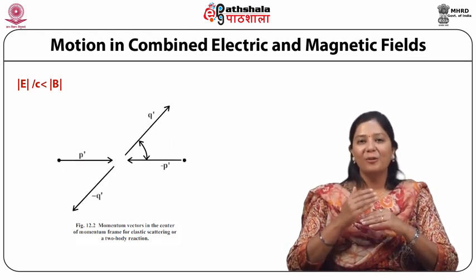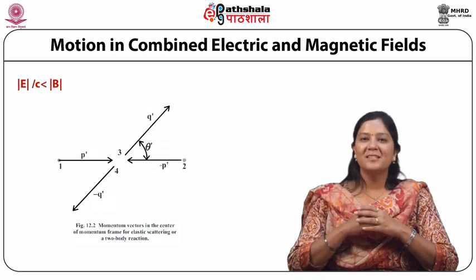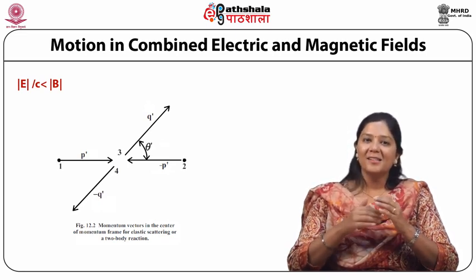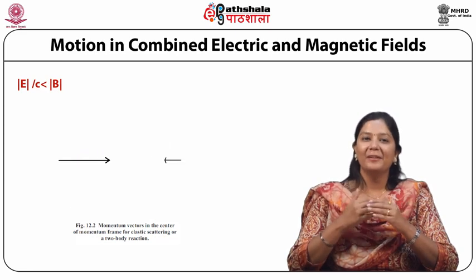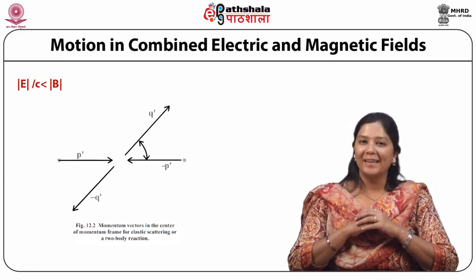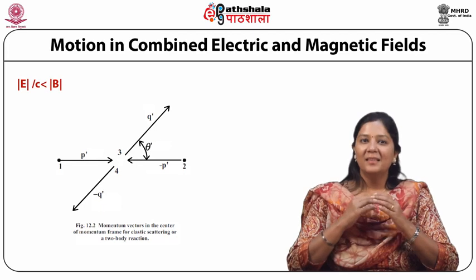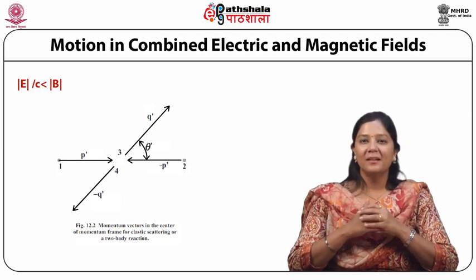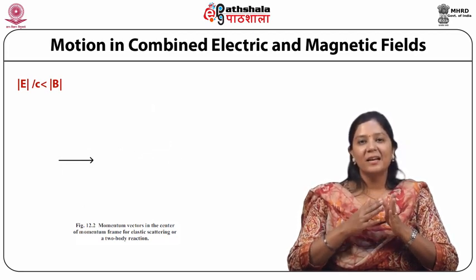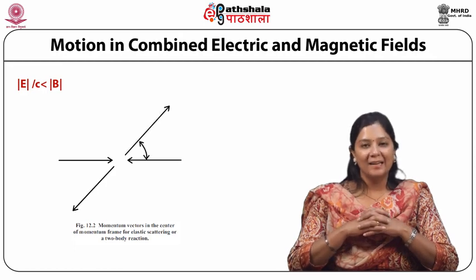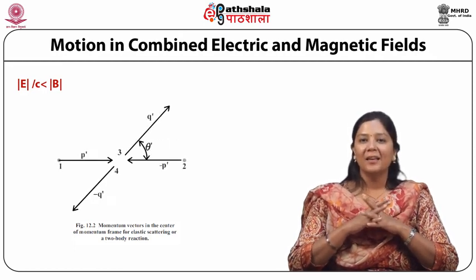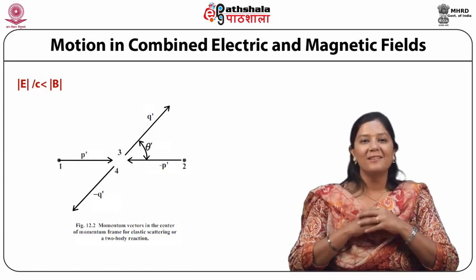This is often called the E cross B drift. The direction of the drift is independent of the sign of the charge of the particle. This rather strange looking result, where the particle drifts in a direction normal to both the electric and magnetic field, can be understood in a qualitative way.